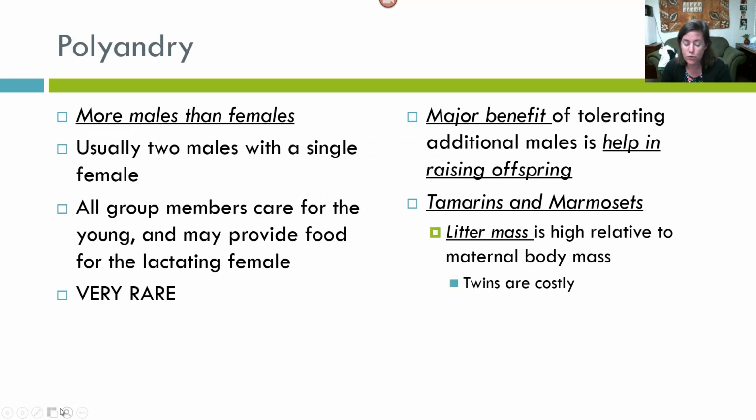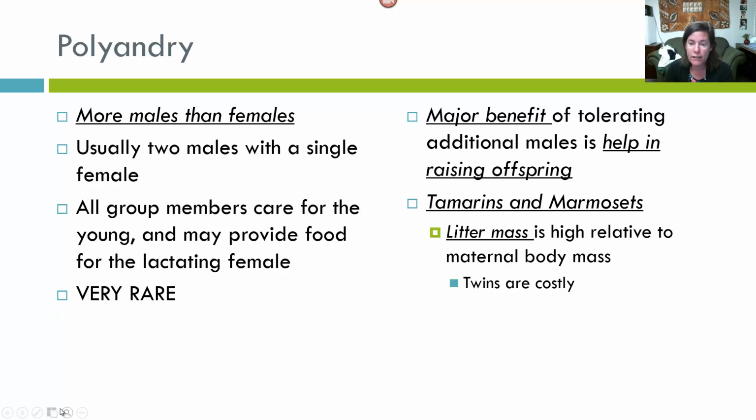The second type of social organization that primates exhibit is known as polyandry. In polyandrous groups, there are more males than there are females. Usually there are 2 males with a single female, sometimes as many as 3 males. All group members care for the young and provide food for the lactating female. I want to make it very clear that this type of social organization is very, very rare. Less than 1% of all mammals exhibit polyandry.